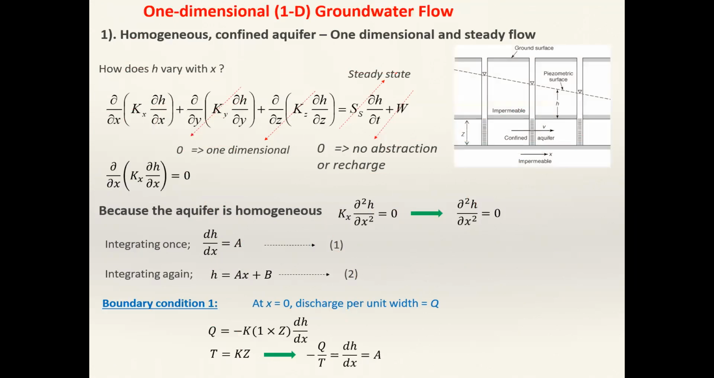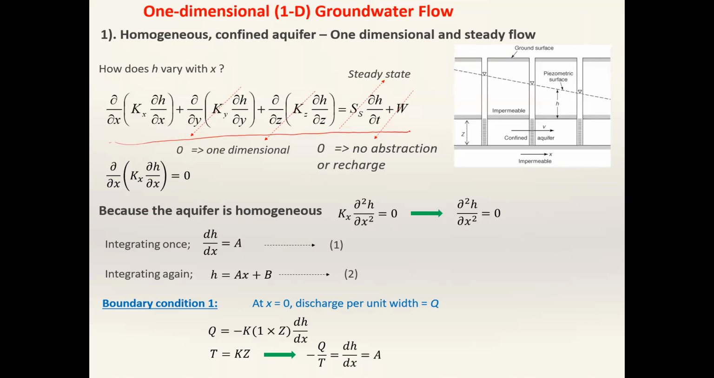So this derivation is important for you to know. All right. So what are the assumptions? It is a homogeneous, confined aquifer, and it is one-dimensional and steady flow. See the set of assumptions. There are a lot of assumptions. Now this is the three-dimensional general groundwater flow equation.